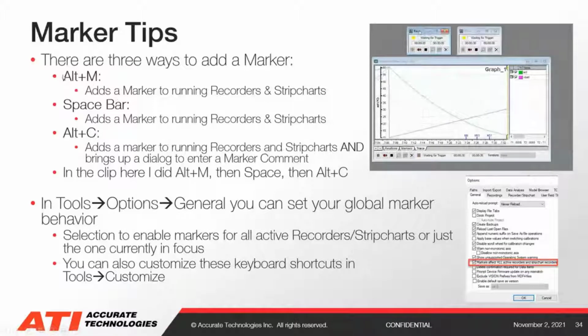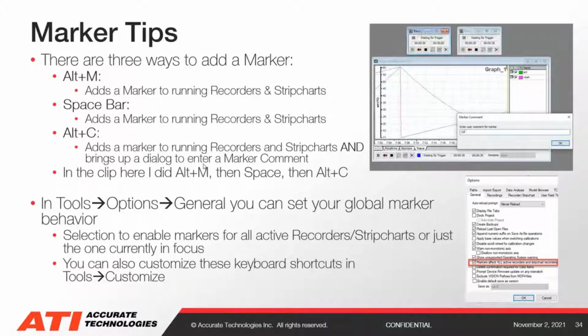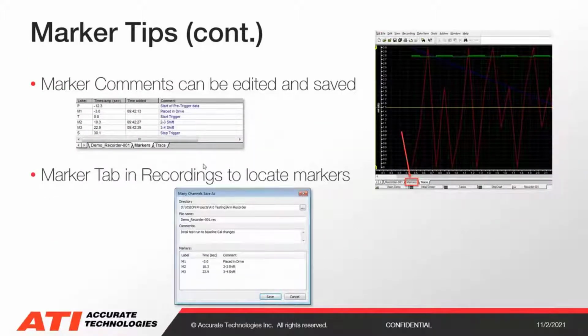And these Alt-M, spacebar, and Alt-C can all be customized as well up in Tools, Customize, so you can customize that keystroke as well. Then in your Vision Recorder file, Markers tab, you'll see all these items here, and you can change your comments as well during post-processing.